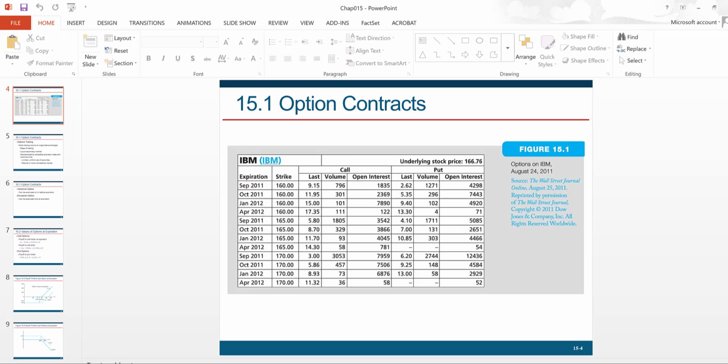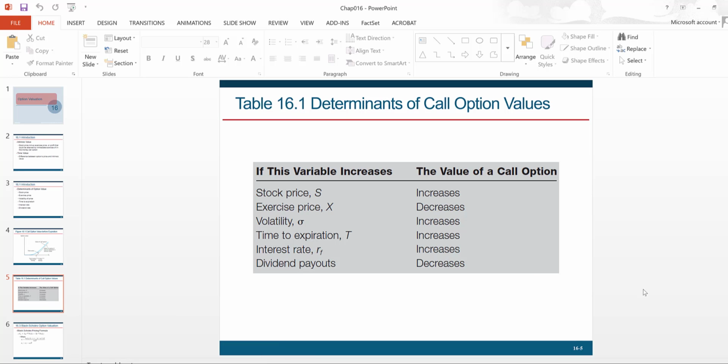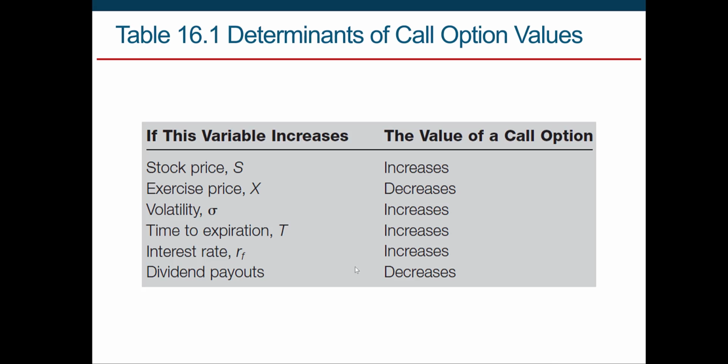Okay. The next two, interest rates and dividend payout. These are a little bit trickier to understand. What is the impact of changing interest rates on the option prices? So what I'll try to do is I'll try to explain this as intuitively as possible. Let's first look at the impact of interest rate on option prices.